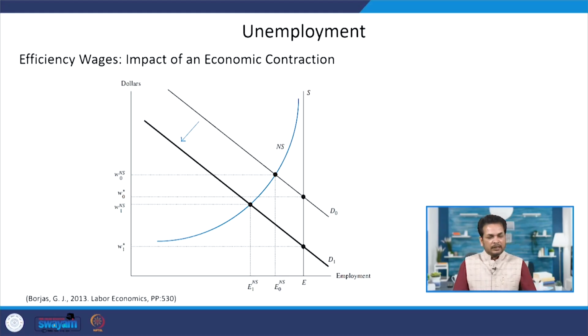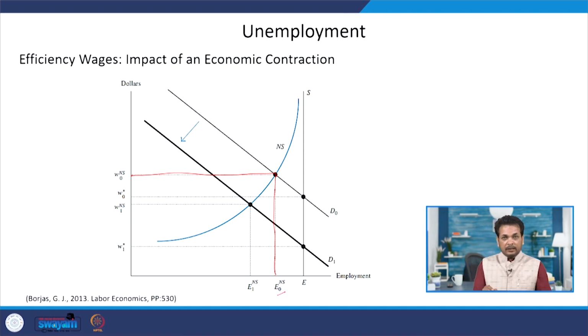So, let us see how this efficiency wage is determined. The efficiency wage is determined at the level W0NS, and the amount of workers employed is E0NS. Earlier, in a competitive environment, the wage rate was W star and the amount of employment in the economy was E. Now, we can see this efficiency wage is higher than this market clearing wage rate.